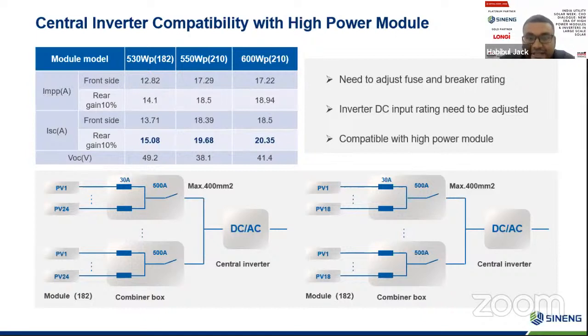As the maximum short circuit current of the central inverter is higher, there is no constraint in array designing with high power module. However, input fuse and breaker rating of combiner box need to be adjusted. Along with that, the DC input fuse rating will also need to be adjusted.